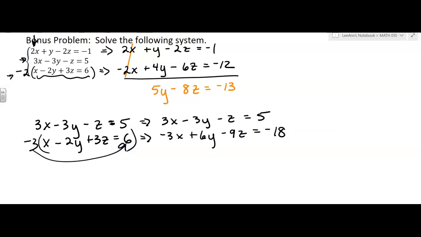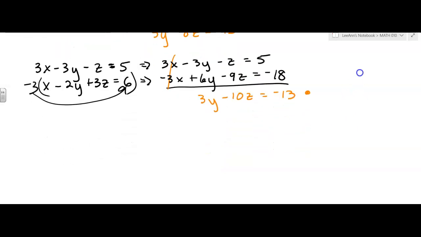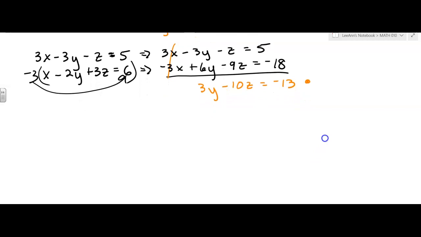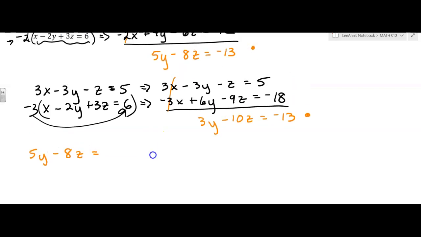Okay. So we'll add these equations, and what do we get? The x's drop out. 3y minus 10z equals -13. Okay, so now I have this equation and this equation. You'll notice that you don't have any of the coefficients being 1 on the variables. So that means I'm going to recopy these. Okay, 5y minus 8z equals, I think it was -13, yeah.